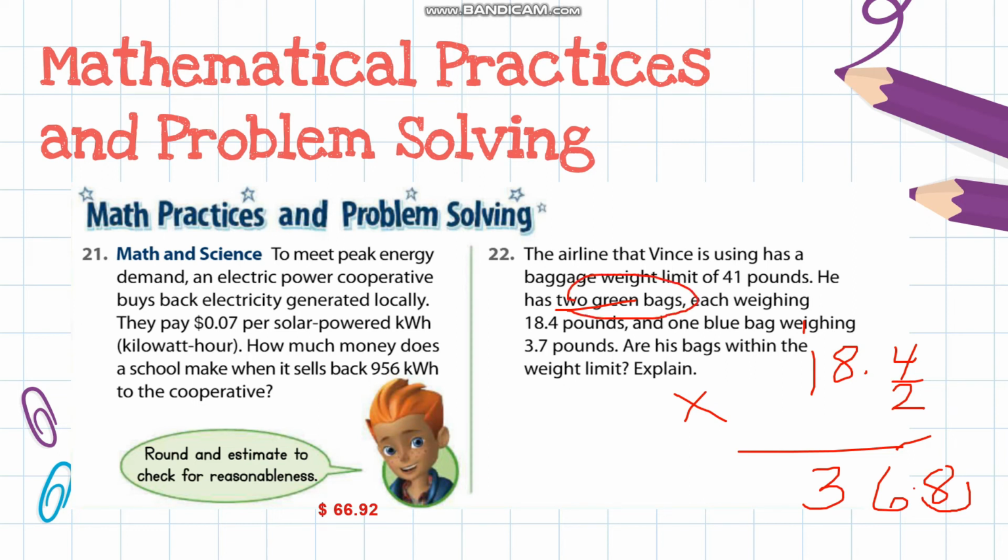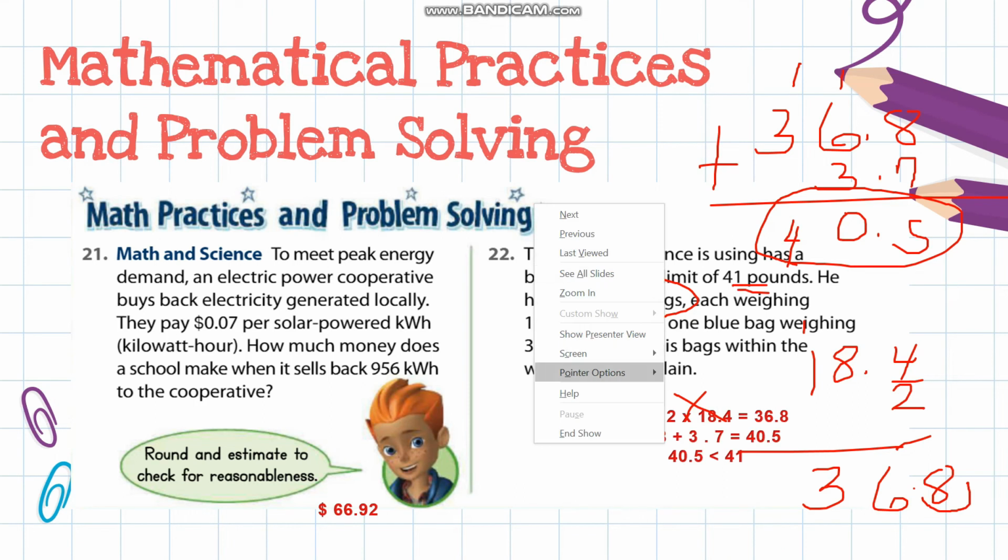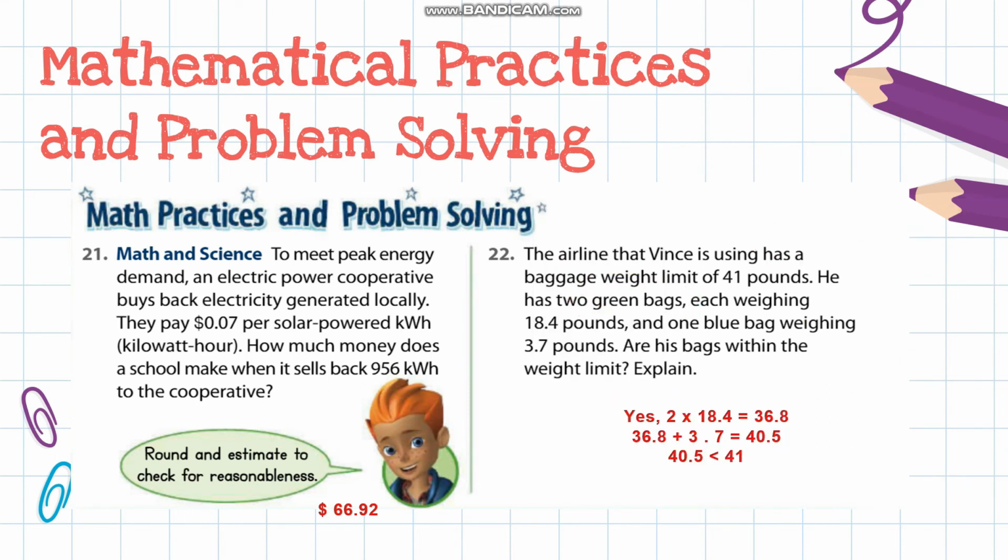And one blue bag weighing 3.7. So I have 36.8 for green bags and 3.7 for blue bag. So if I'm going to get the total number of pounds, it should be 15, regroup 1. This becomes 10, regroup 1. This is 4. So the answer is 40.5. And 40.5 is less than the weight limit, which is 41 pounds. That's why his bag is within the weight limit. So the answer is yes, because 40.5 is less than 41.